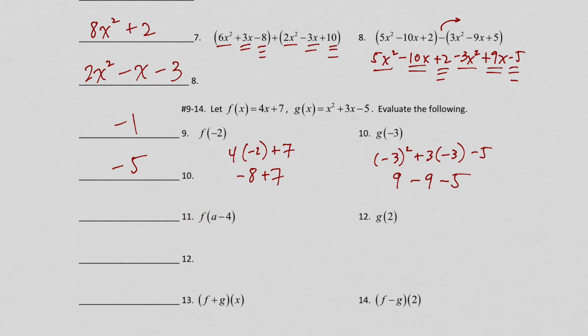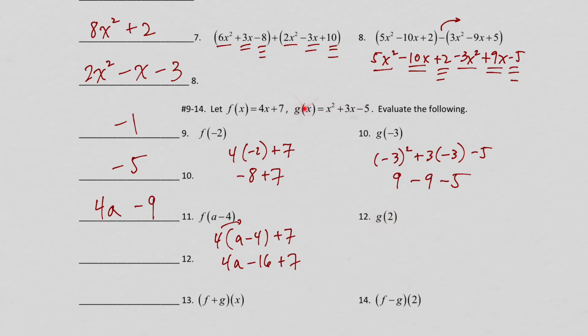This is our f function. f of this, we're replacing x with this. So this is going to be equal to 4 times x, which is a minus 4, plus 7. Distribute this, and we get 4a minus 16 plus 7, which is 4a minus 9. Make our a's look different than 9's. That's it.